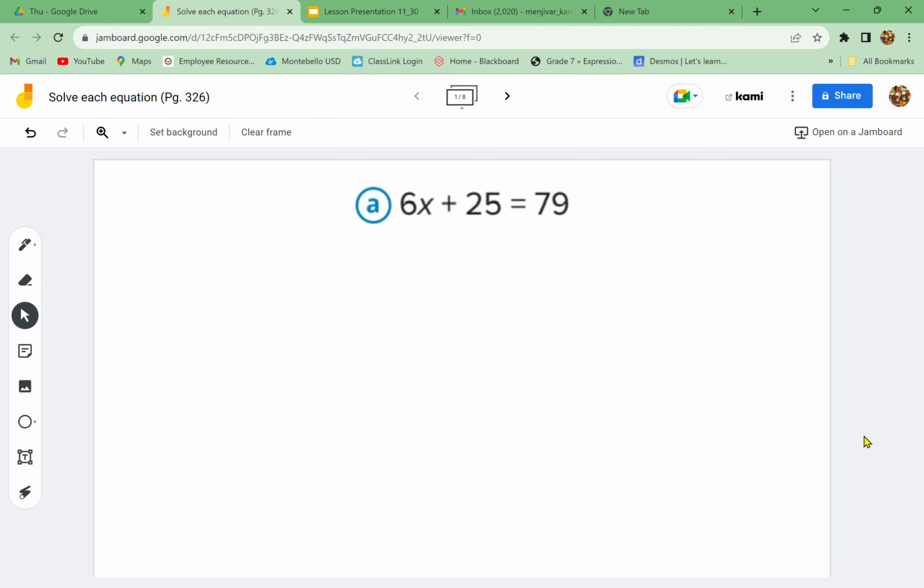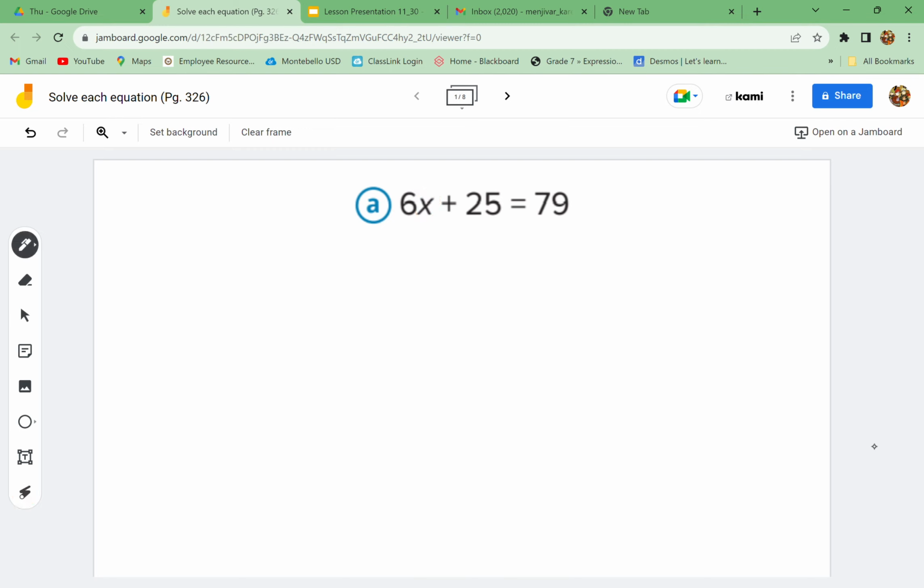Okay, so in this video we're going to review how to solve an equation using the equality properties that we went over in class yesterday. So what you want to do is identify what's happening to the equation here. Notice this is your x term, 6x, and our goal is to leave x on its own so we have 1x.